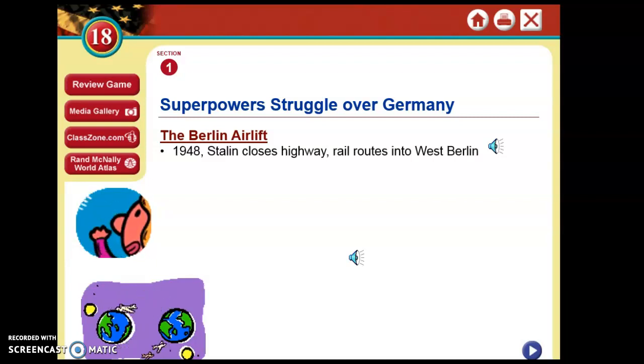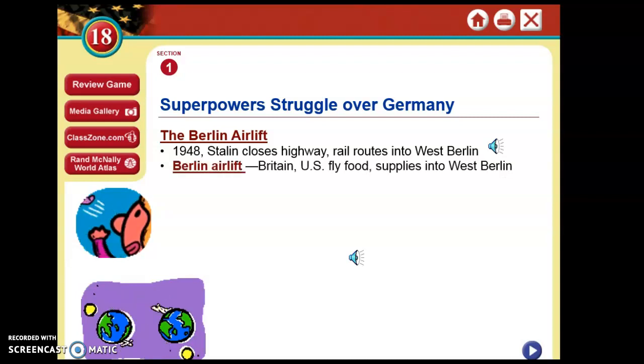As a result, no food or fuel could reach that part of the city. The 2.1 million residents of the city had only enough food to last for approximately 5 weeks. The resulting situation was very dire, and it led to something called the Berlin Airlift. American and British officials soon started the Berlin Airlift to fly food and supplies into West Berlin.